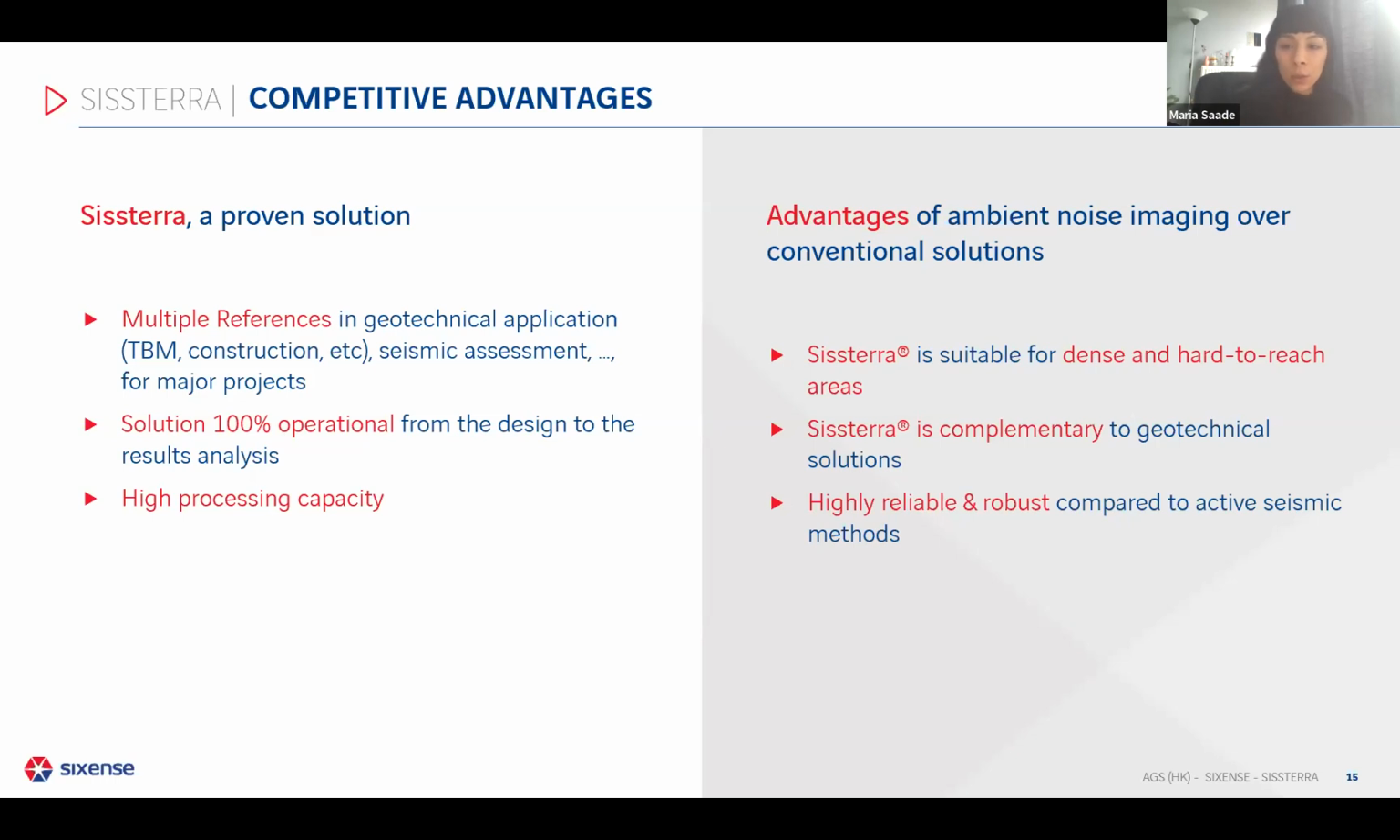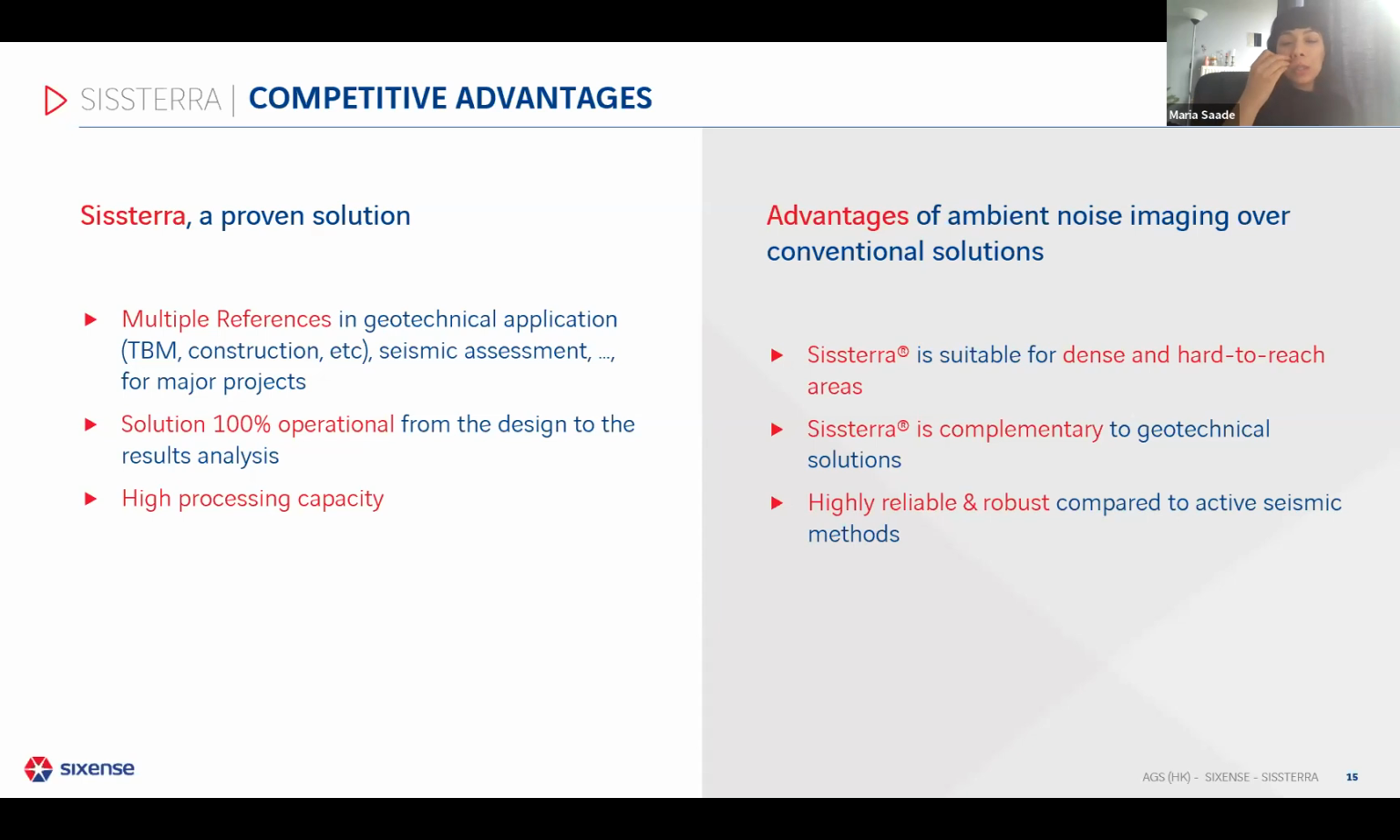Now, compared to other conventional solutions, Sissterra is considered a very suitable and adaptable solution, since it can be applied in different contexts, mainly urban contexts, since we can design the network depending on the area. As I said before, we don't need to have a very straight and very strict network. It could be adapted to the area of study. And we do not need to use a seismic source, which is also a huge advantage, mainly in urban areas where most of the time it is not possible to use a seismic source, such as an explosion or a weight drop or a smaller source that cannot emit signal at a long distance. So with Sissterra, we just need to deploy the nodes and leave them to record the noise that is already present in the area.